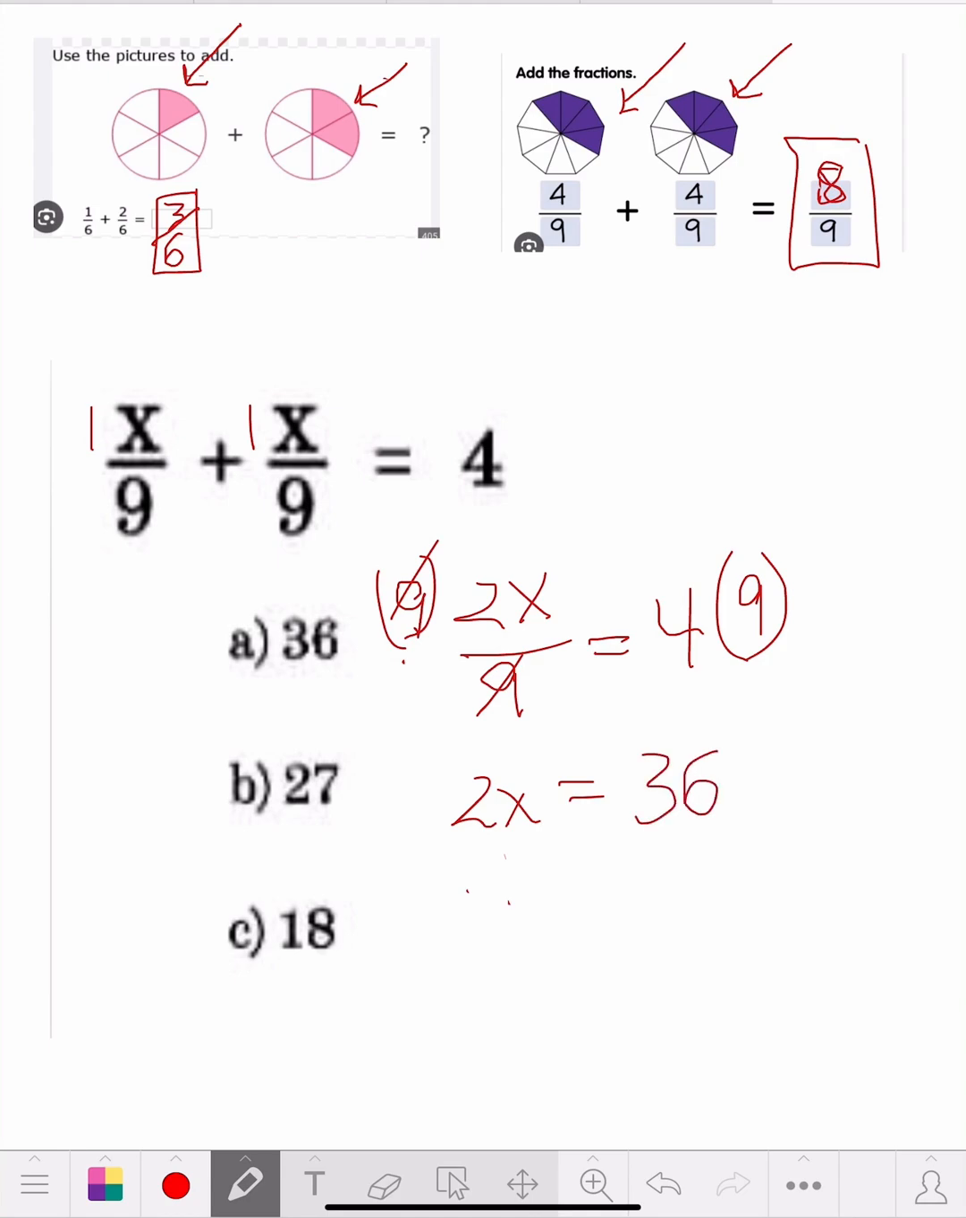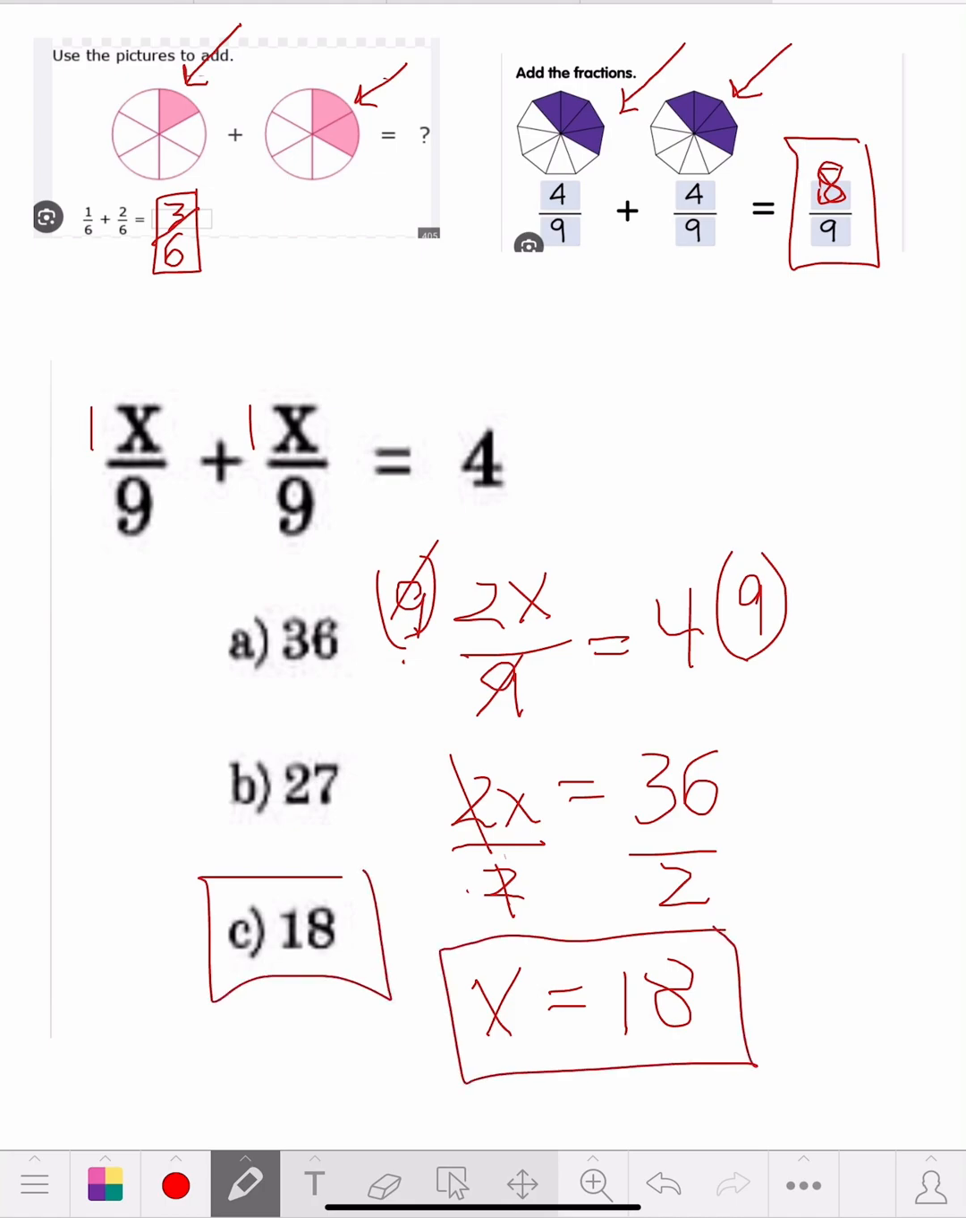We still have to get the x by itself. So this is 2 times x. What's the opposite of times? Division, okay? So we divide both sides. What we do to one side, we got to do to the other side. We divide by 2, okay? These two cross each other out. The x comes down. 36 divided by 2 is 18. And hey, look at that. Answer C is 18. So we square this all off, and that's our answer, okay?